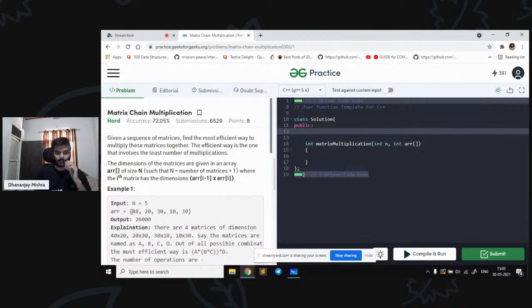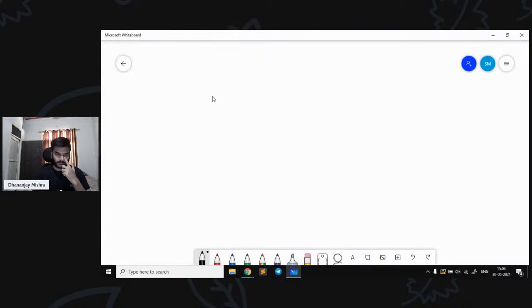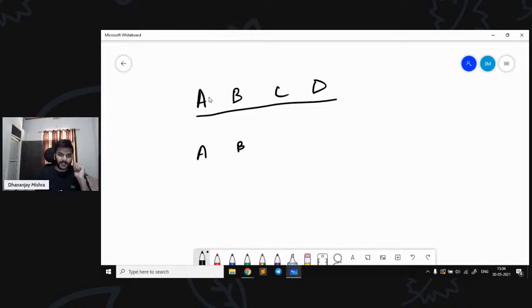Suppose we have these four matrices A, B, C, D having some dimensions. There are a lot of ways to multiply these matrices. Before moving further, there is a property of matrices that says that given two matrices A and B, if you multiply them, then A cross B is not equal to, or the same as, B cross A.